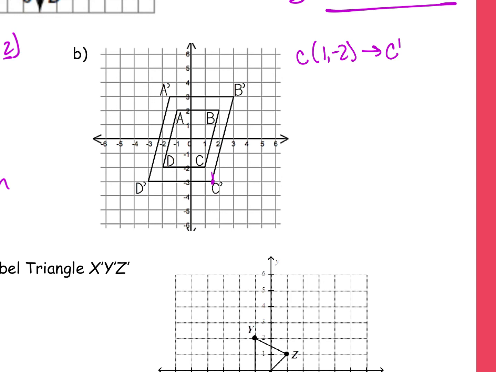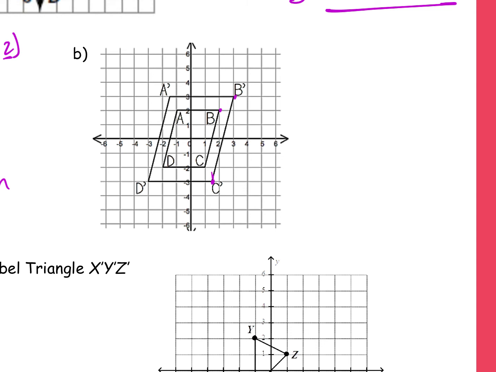Can someone tell me why I wouldn't choose C? It's not on a whole number. Do you see that? C prime's not on a whole number. So I want to choose one that has a point that's on a whole number. Yeah, so B and B prime. We're not doing A either because that's the same situation as C.